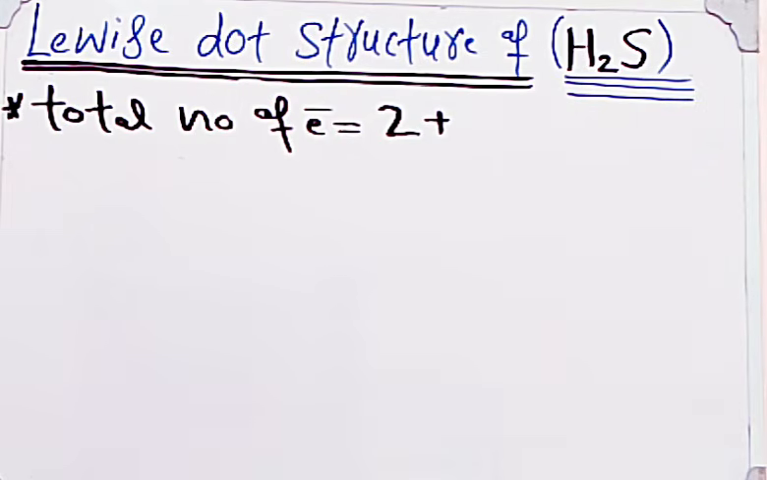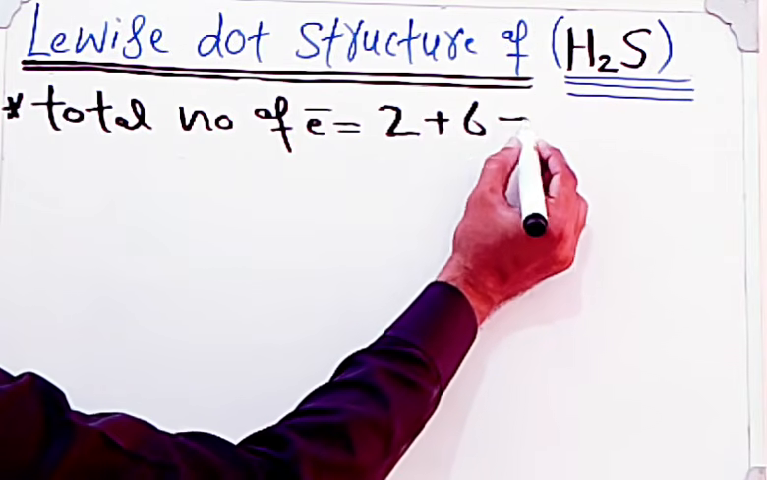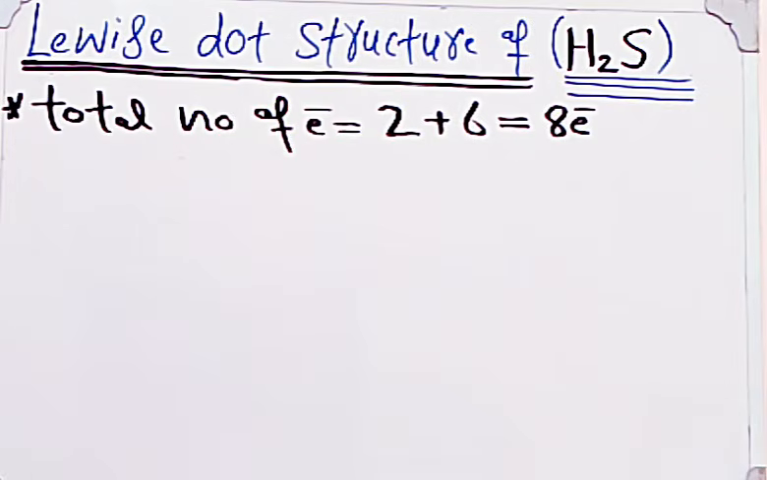And in the periodic table, students, sulfur is present in group 16, so it provides 6 electrons for bonding purposes. So, the total number of electrons is equal to 8. Students, we have to distribute these 8 electrons between hydrogen and sulfur.